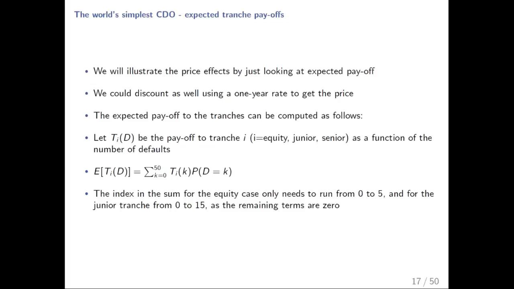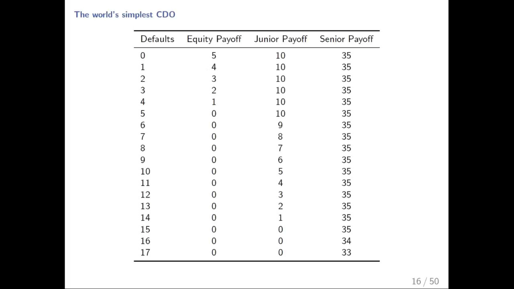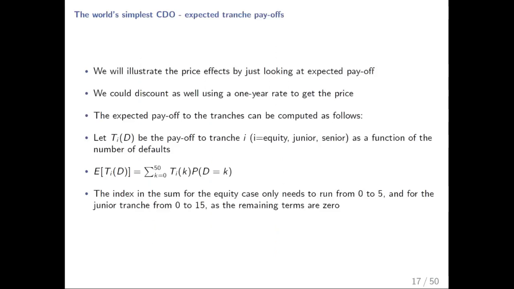So for example, what is the expected payoff of equity? The expected payoff of equity is going to be the probability that there are 0 defaults times the payoff if there's 0 defaults, which is 5, plus the probability that there is 1 default times the payoff if there is 1 default, and then we sum that until we reach 0. After the 0, you can sum it another 50 times. You're just summing this payoff times a 0. There's a 0 times something, right? Is that clear?